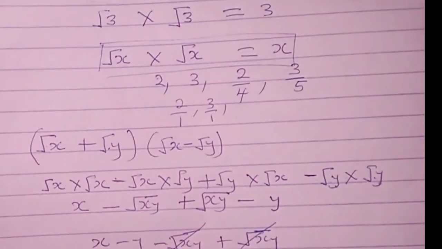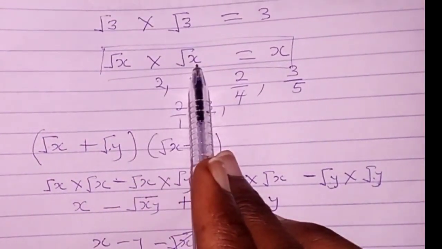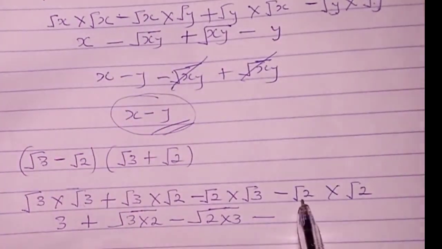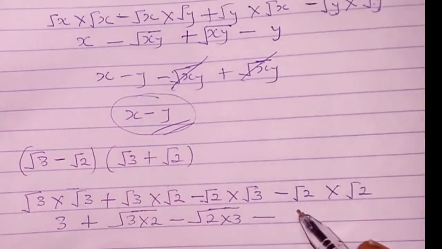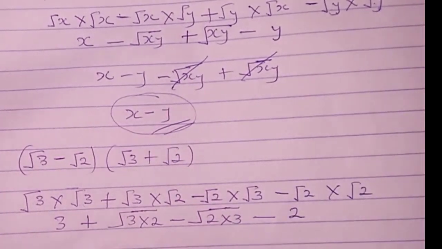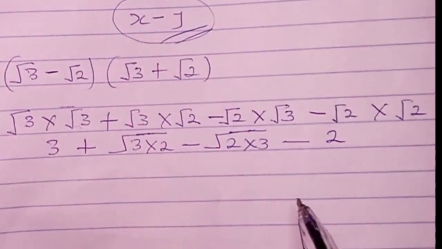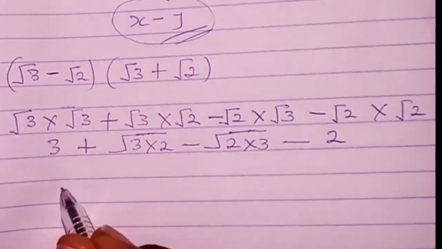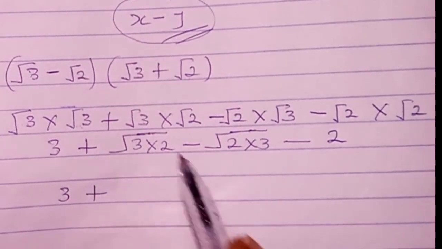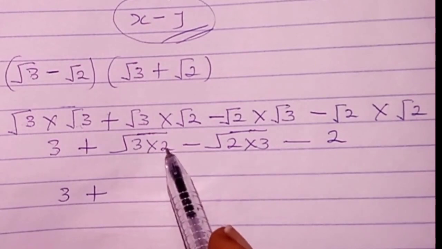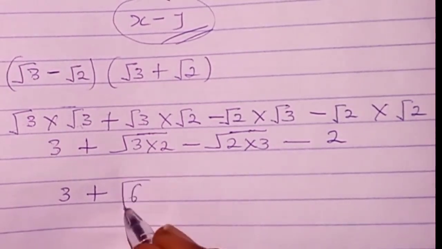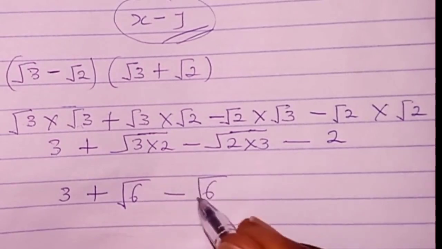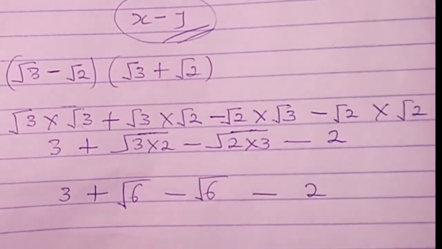Following this same rule, root x multiplied by root x equals x. That's the rule we are going with. So root 2 multiplied by root 2 will give us 2. Now let's simplify further and also rearrange. So this is 3 minus 2. We can have that this is 3 plus, let's multiply what we have here. 3 times 2 is giving us 6, so this is root 6 minus, 2 times 3 is also giving us 6, this is root 6, then we'll have minus 2.